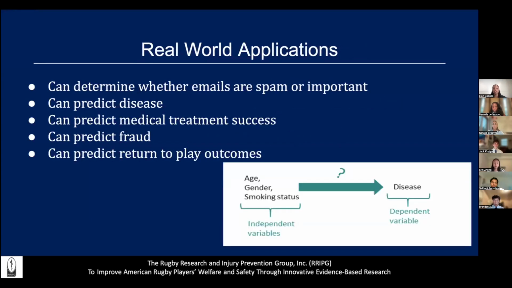Some real world applications: you can use logistic regression in a lot of different ways, but some of the ways are you can predict whether emails are spam or important. It'll filter through your subject line, and that's how it determines that.